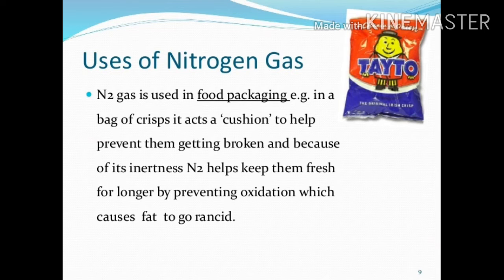Nitrogen gas is used for food packing, for example to pack a chips packet, a kurkure packet, or any food packet. It is also used in food canning, in cans where we are preserving the food. Nitrogen is also used for the production of nitrogen compounds used as fertilizers, to increase the fertility of the soil. Liquid nitrogen is used to preserve biological specimens by providing low temperatures. So these all are the uses of nitrogen gas.